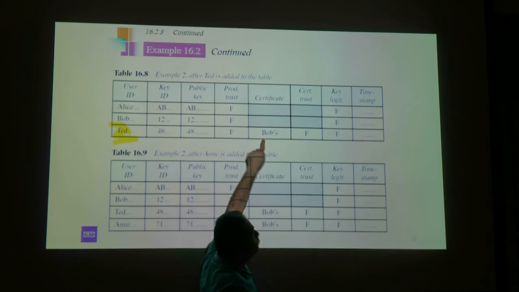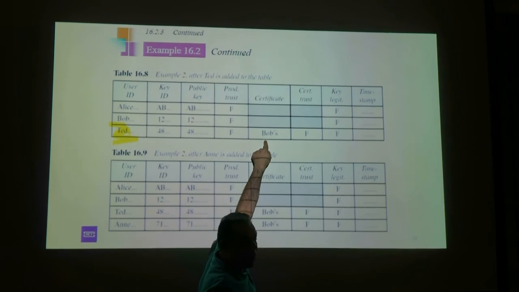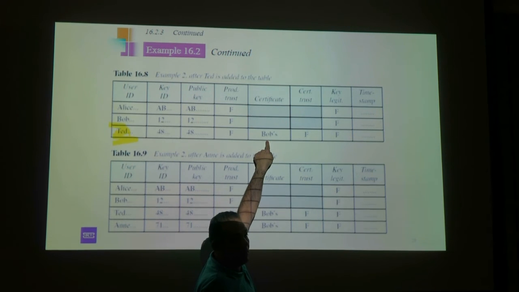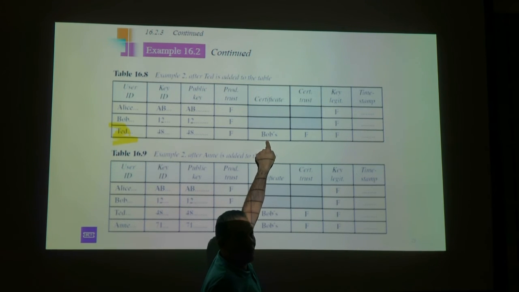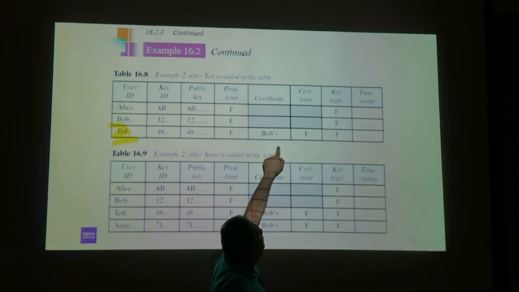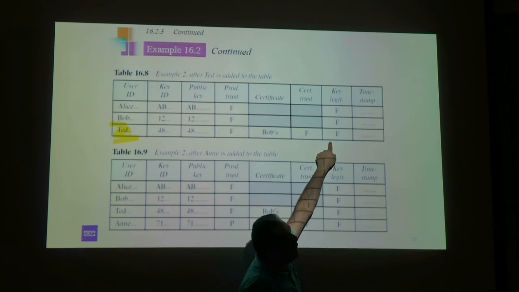That's why we inserted Bob. So Bob will send the public key certified by him. Is this accepted by Alice? Yes. Why? Because Alice fully trusts Bob. Okay? So full, then half full.